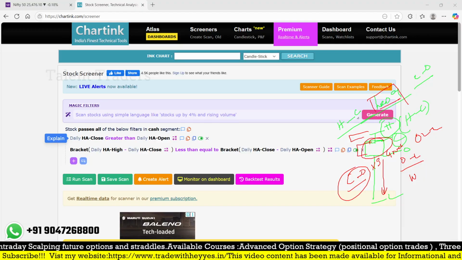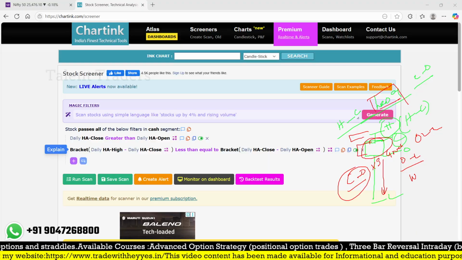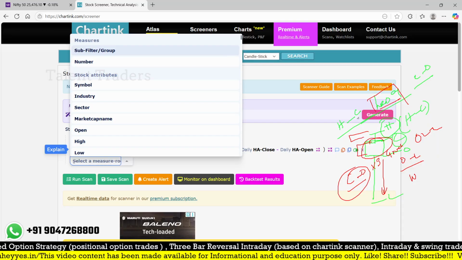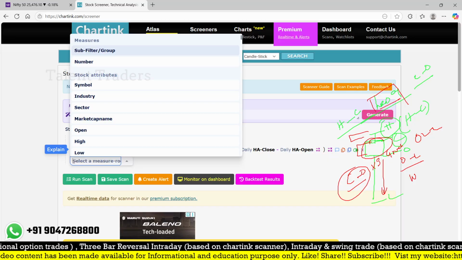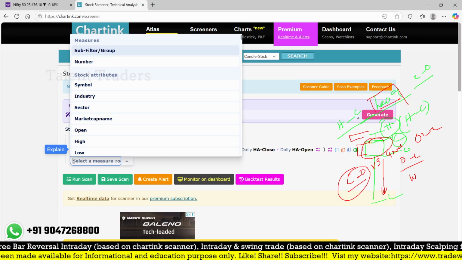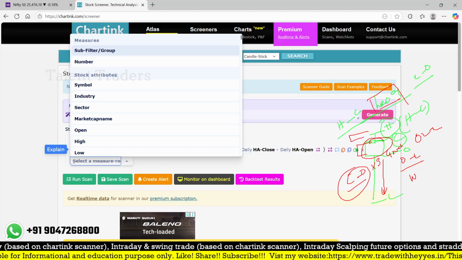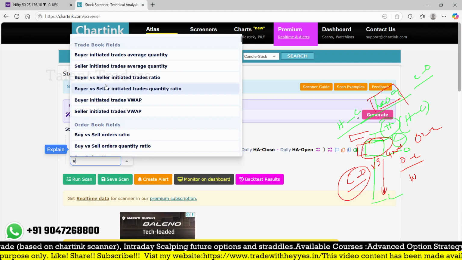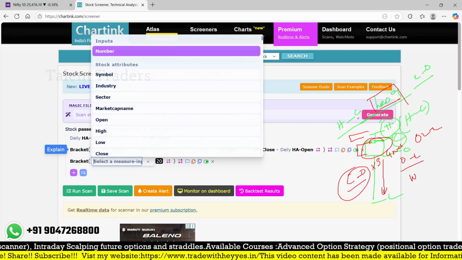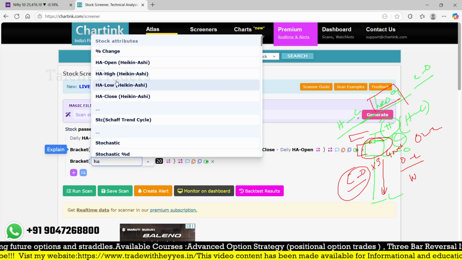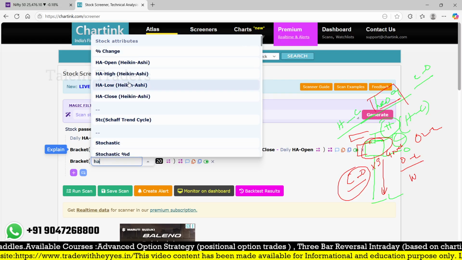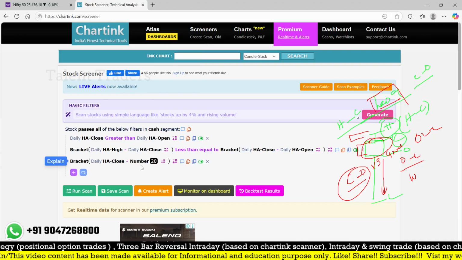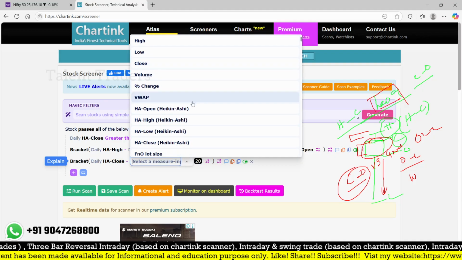So let me try to create that one also. How we can find it with that. So close minus open, or open minus low. Open minus low multiplied by 3, we have some values. Okay, so close minus open multiplied by 3, that would be a better one. So bracket, HA open minus or close minus open. I'm just creating this in real time, so if any mistakes, we'll correct it here itself.